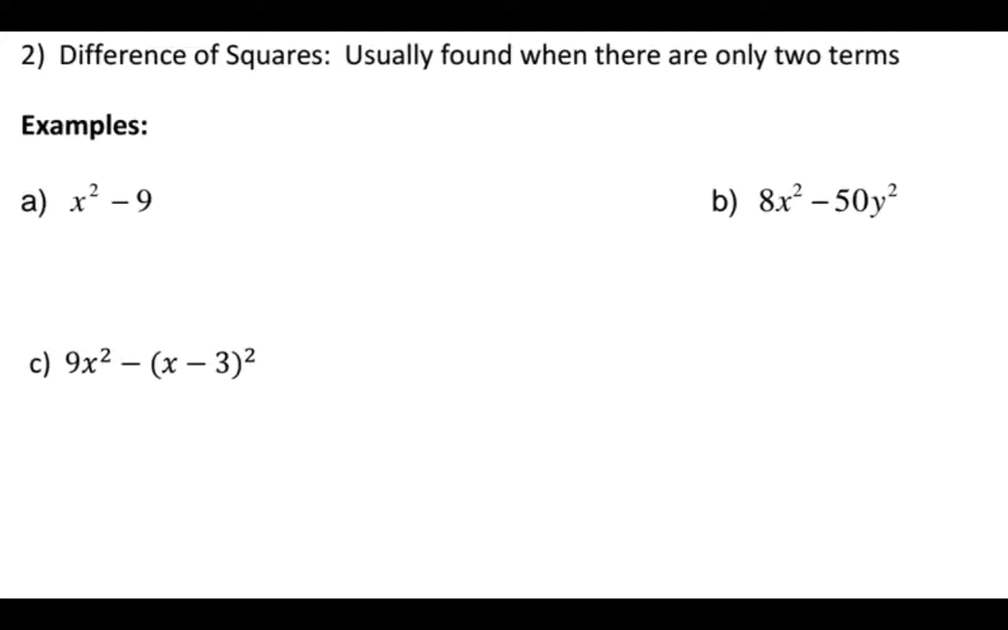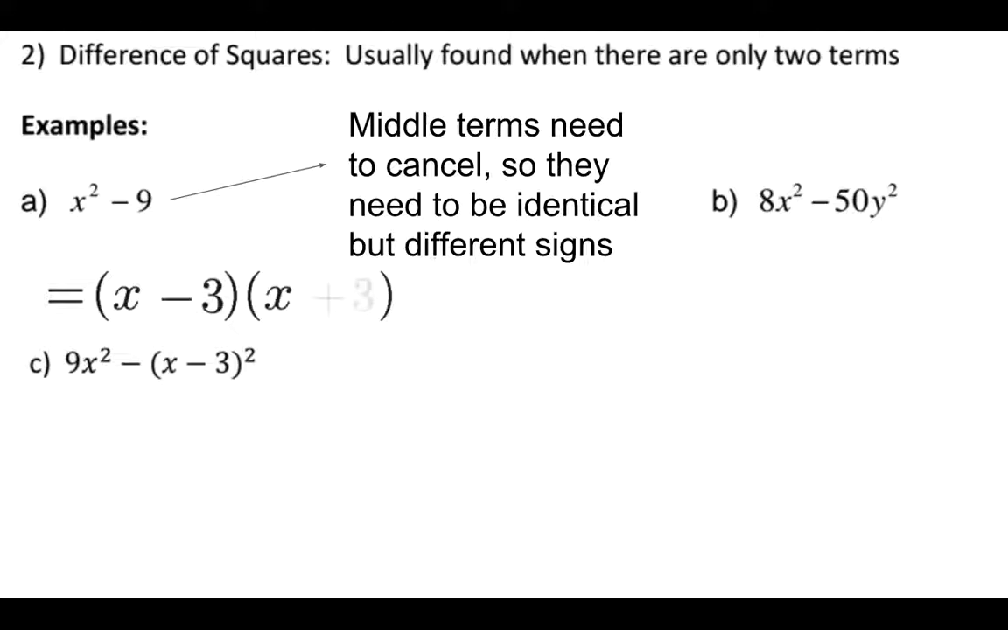For difference of squares, x squared minus 9 is like a trinomial missing its middle term, and that helps you understand that you're just going to two brackets again. So x times x has to be x squared, and then what times what gives you -9? It's -3 and +3. The brackets are identical except for the sign, and when you expand it, the middle terms are going to cancel out.